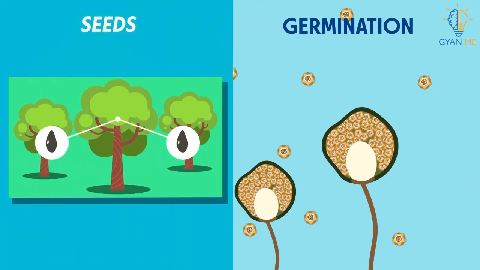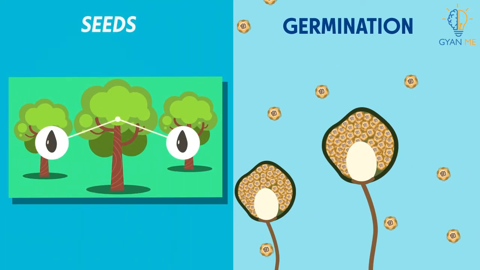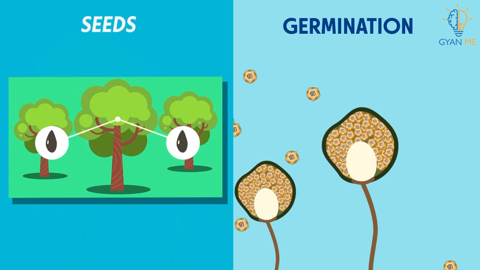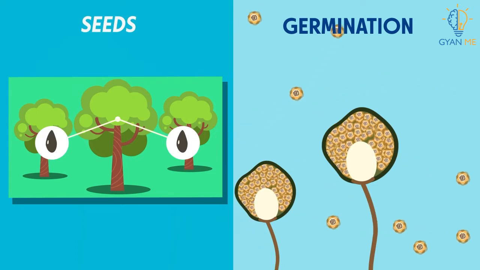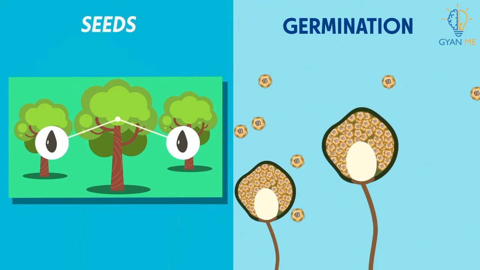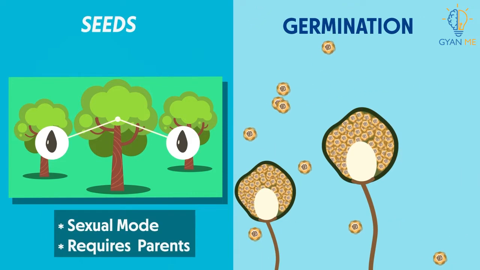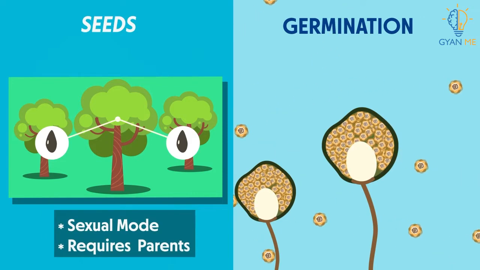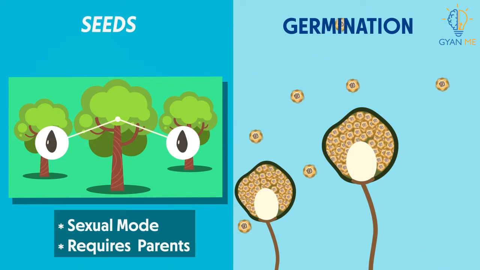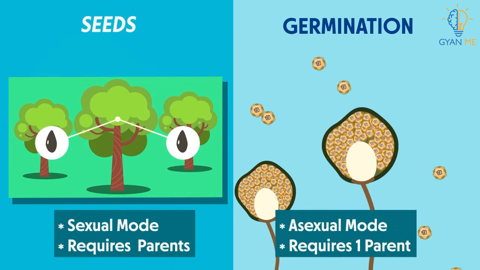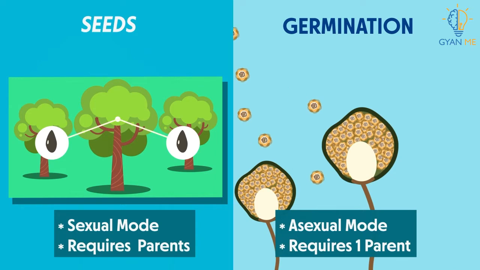So now you can understand how seeds and spores work. Both of them grow into a new individual. But remember, one is a sexual mode and requires parents and the gametes, while the second one is asexual mode which involves only one parent and no gamete formation.